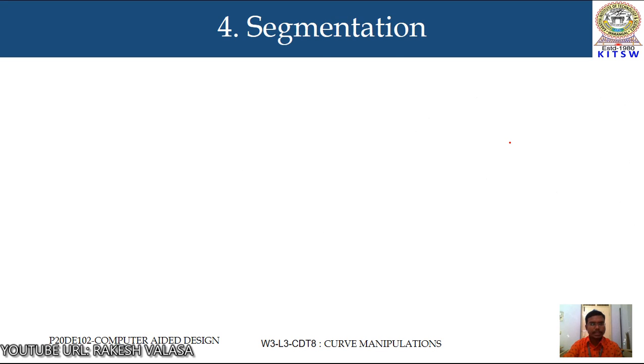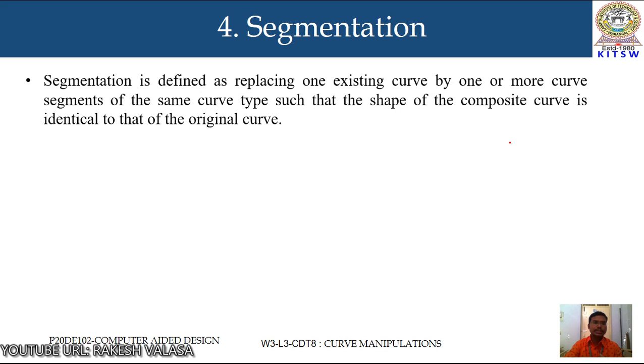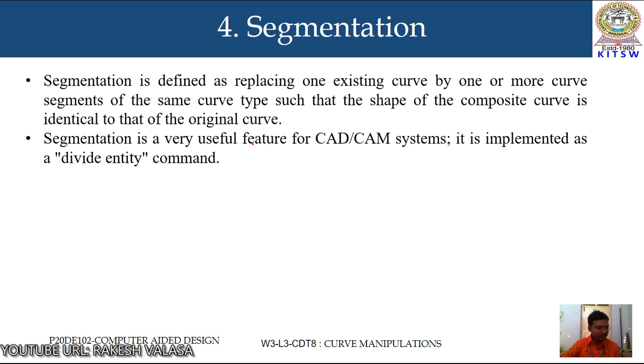The next one is segmentation. Segmentation means splitting of a curve, or dividing a curve. Segmentation is defined as replacing one existing curve by one or more curve segments of the same curve type, such that the shape of the composite curve is identical to that of the original curve. Segmentation is a very useful feature for CAD/CAM systems. It is implemented as a divide entity command.